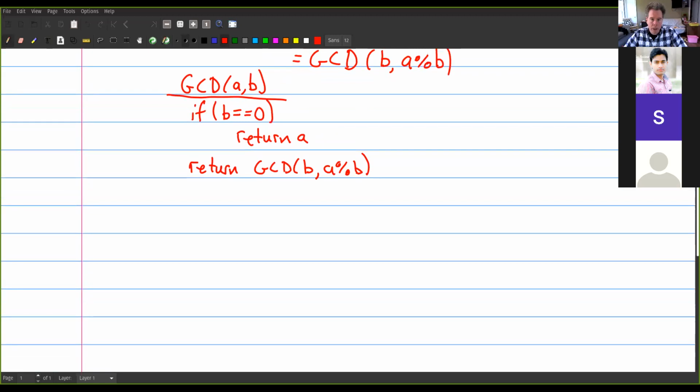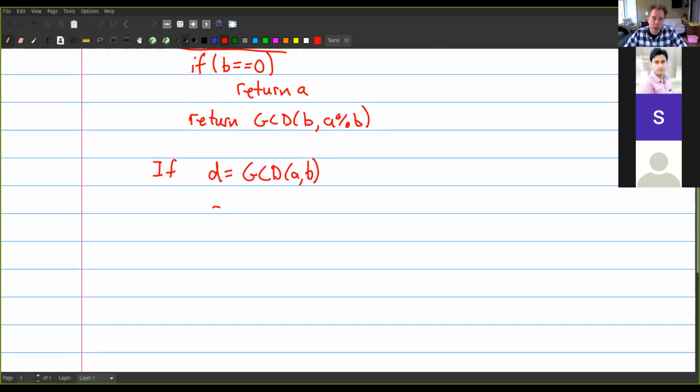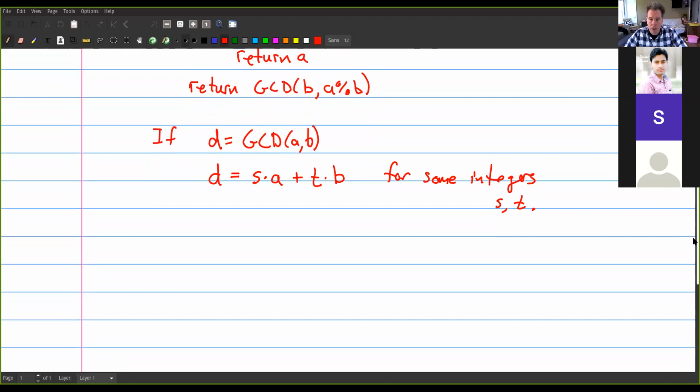So the idea of the extended Euclidean algorithm is, if D is equal to the GCD of A and B, then there's some way to write D as a linear combination of A and B. So D can be written as S times A plus T times B for some integers S and T. And this is a very important fact. This is basically the secret to doing modular exponentiation and modular inverses.